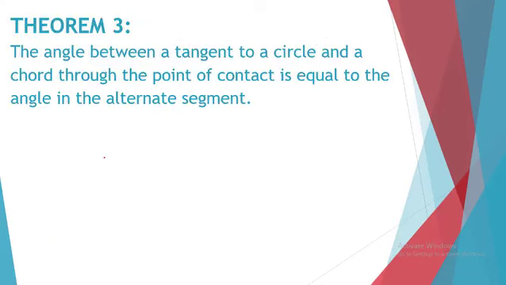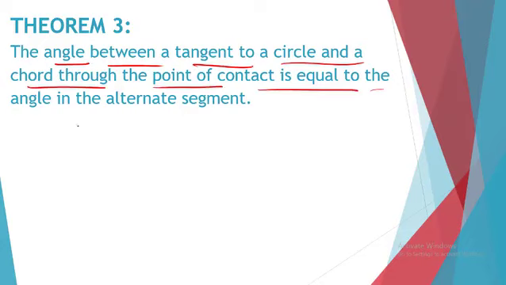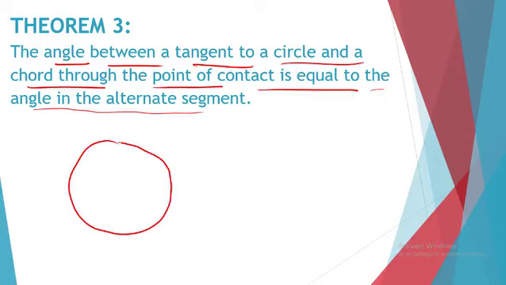Now the third theorem. It says the angle between a tangent to a circle and a chord through the point of contact is equal to the angle in the alternate segment. What do we mean by this? Let's illustrate that. We also have a circle. We have this. Then we have this.